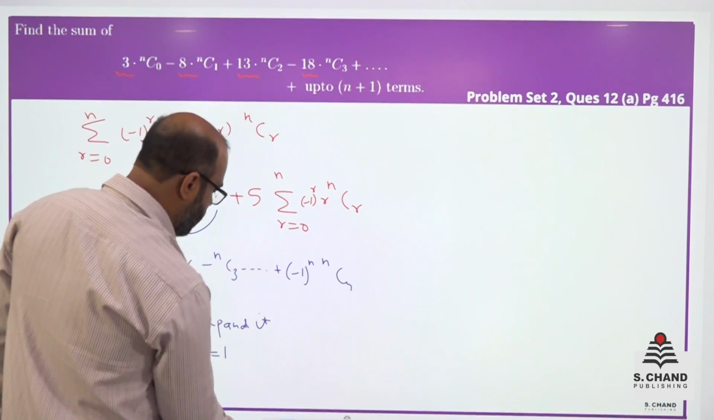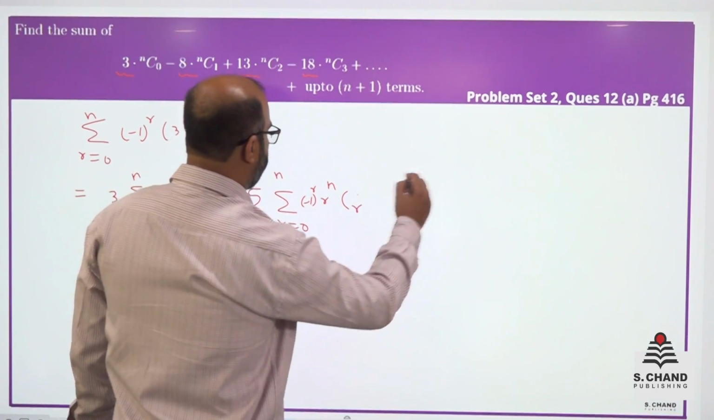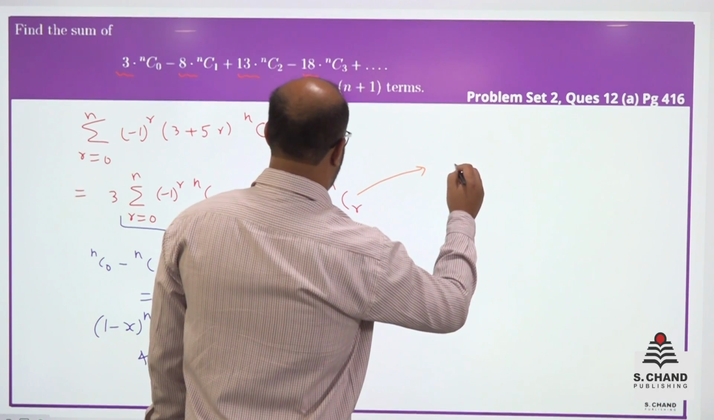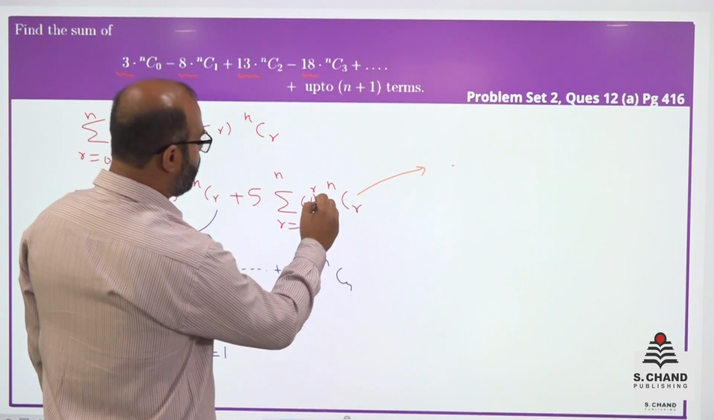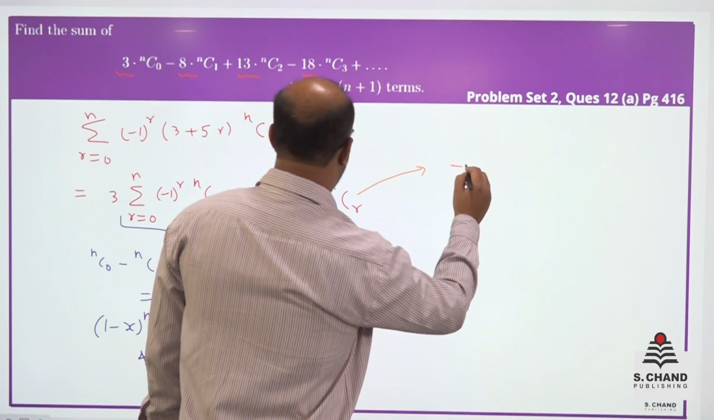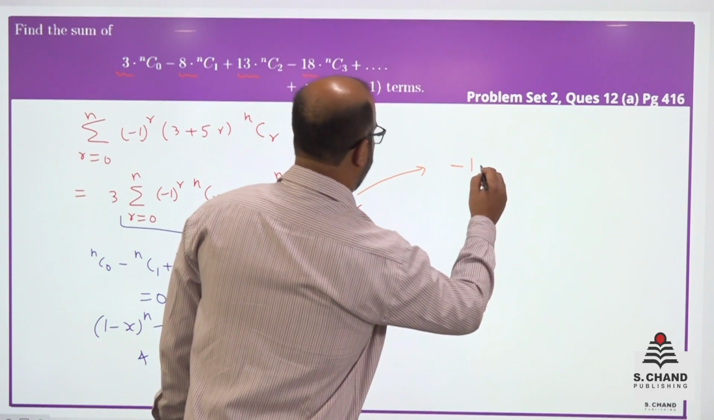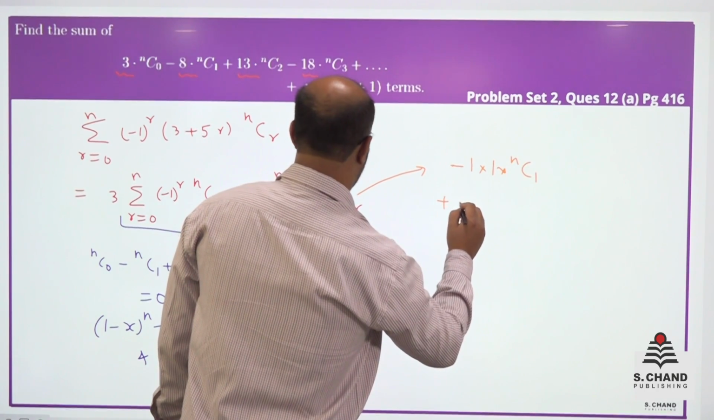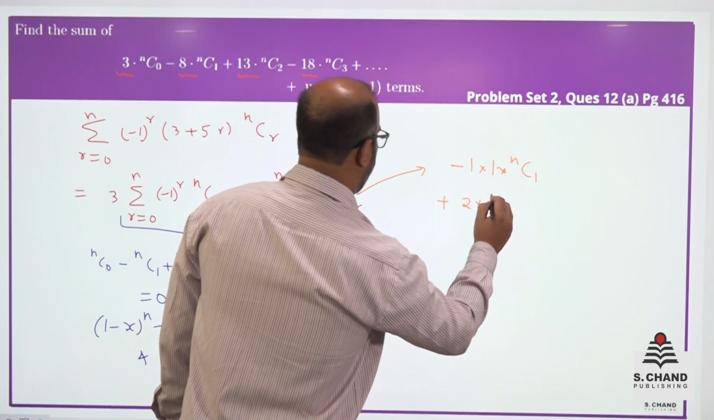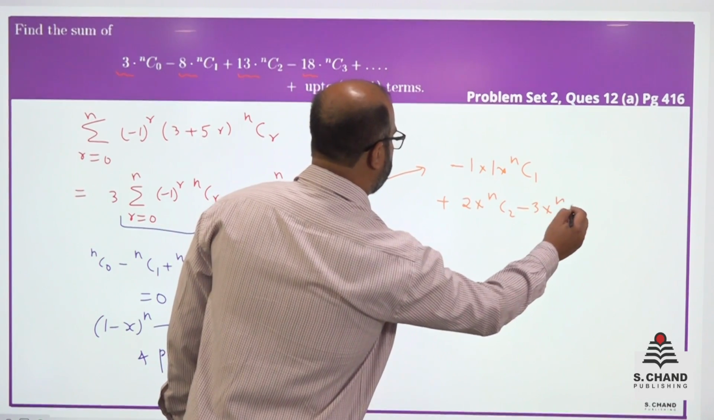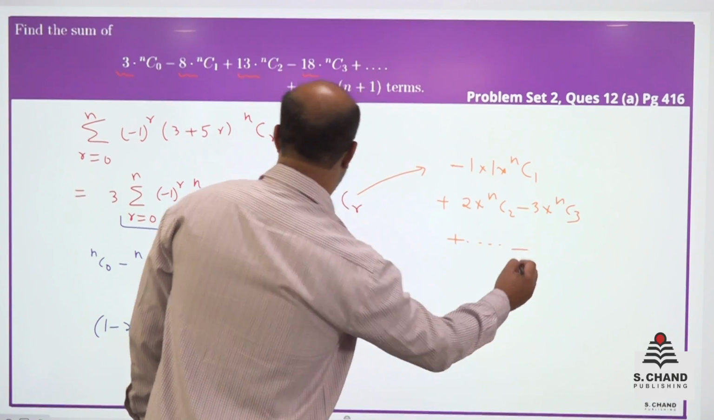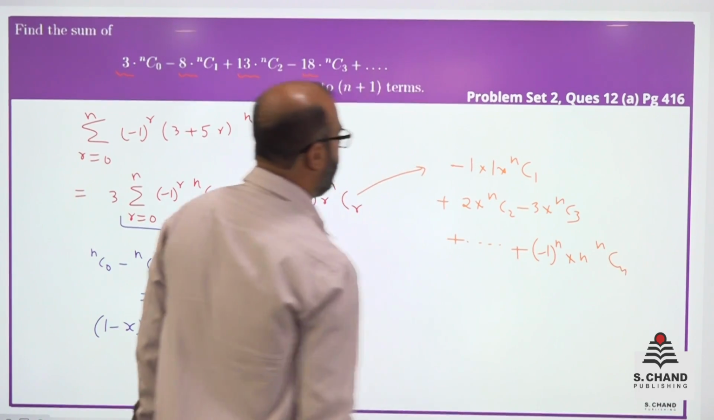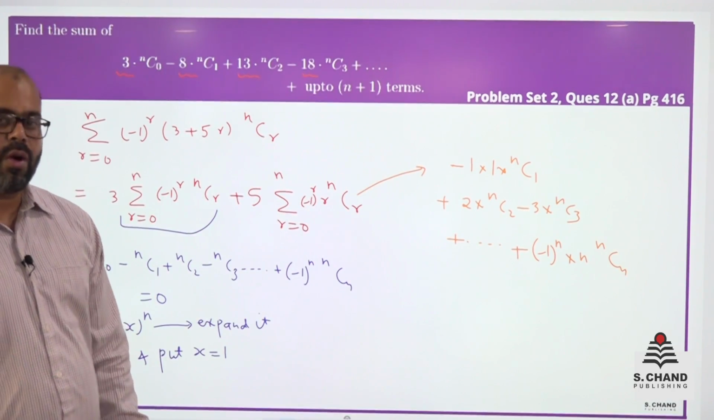Similarly, the second summation: the first term is 0 because r is 0, then the second term will be minus 1 into 1 into nC1, plus 2 into nC2, minus 3 into nC3, and so on, plus minus 1 to the power n into n nCn. Now, this expansion is also 0. How can you come to that?